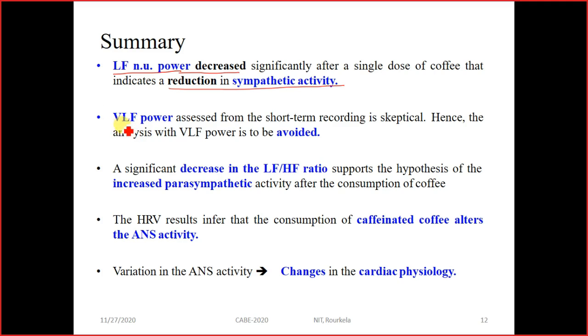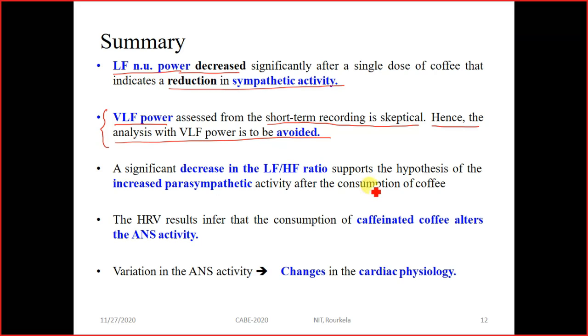Now, the second thing we have got is VLF power, which is assessed from a short-term recording, is skeptical. Hence the analysis with VLF power is to be avoided. When you talk about signal processing, you have computers doing the processing for you. That's very good, not a problem. However, you have to know the limitations of the analysis you are doing.